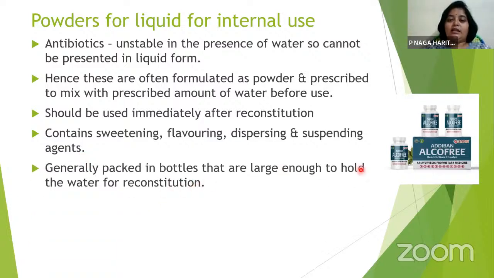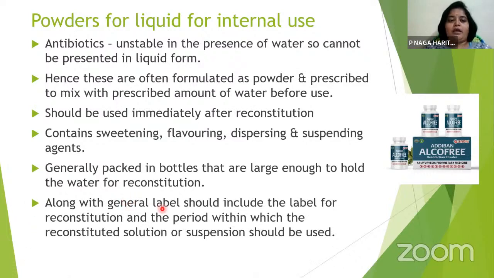Generally packed in bottles that are large enough to hold the water for reconstitution. Just as I said, there will be a mark. So in a bottle, if the last quarter of the bottle is being filled with the powder, the other 3/4 are left for the filling with the water, right? And then along with general label, it should include the label for reconstitution and period within which the reconstituted solution or suspension should be used. So you are not only including the label as it has to be reconstituted, but also you should include the label by what time you have to finish using that particular solution, right? That is the important label that you have to give.